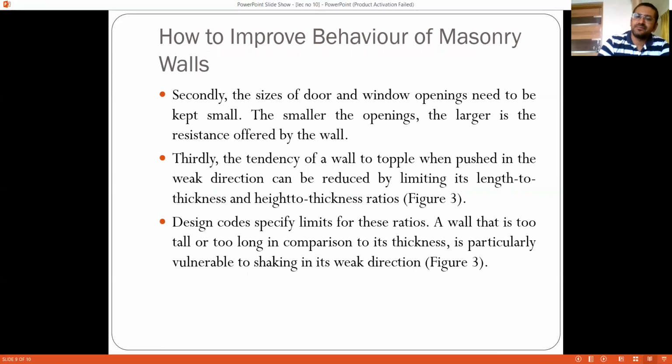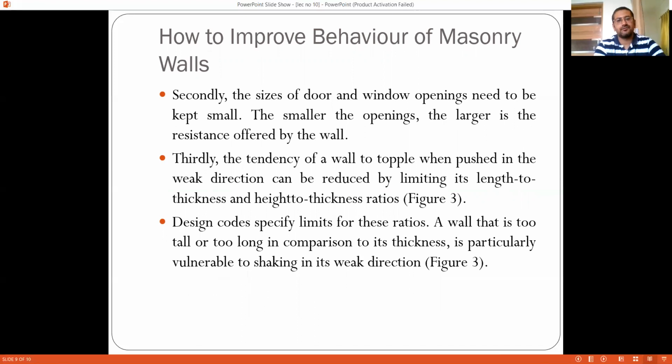Right. And the other aspect is that the size of the doors and the windows should be kept optimum, and also the location of the openings should be such that they do not make the walls weak. We are going to discuss these aspects in the lectures to come.